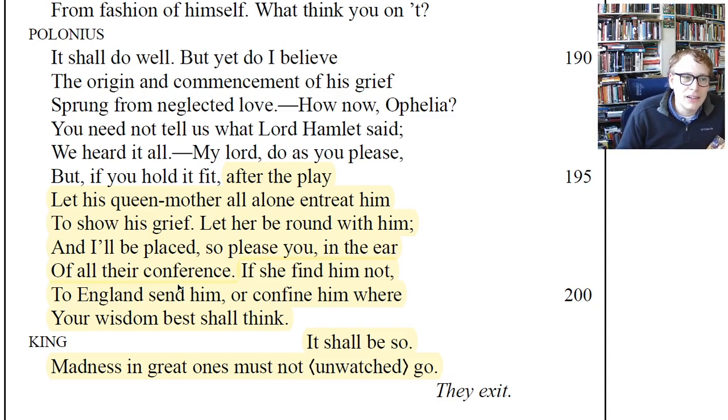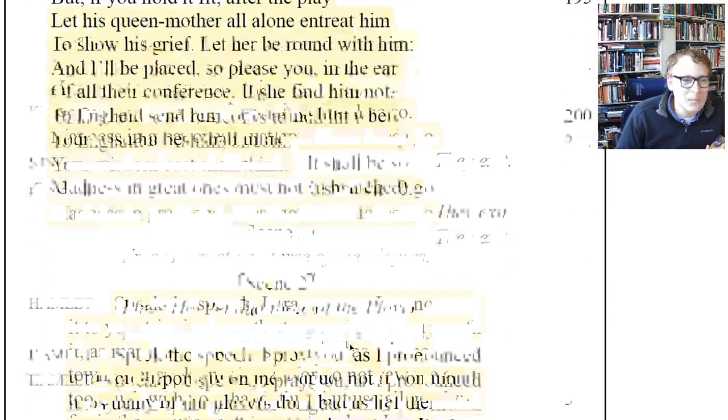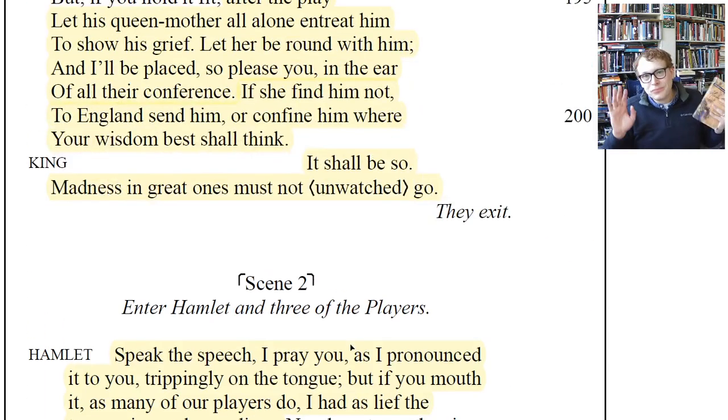"If she find him not, to England send him, or confine him where your wisdom best shall think." And the king says, "It shall be so. Madness in great ones must not unwatched go." Right? Okay. All right. So we jump to Scene 2.